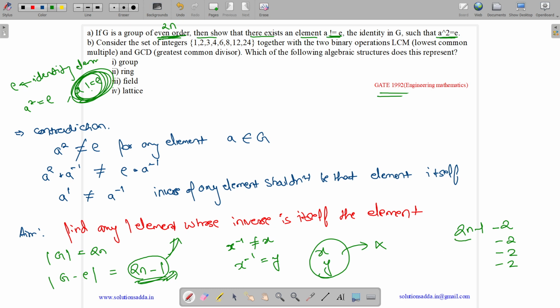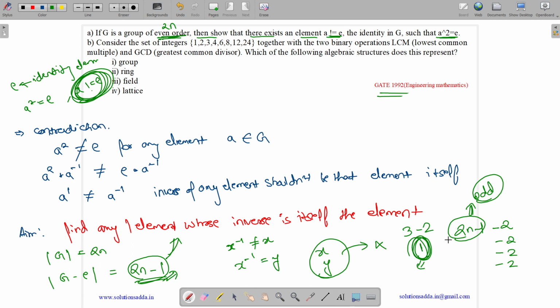So how many items do we have? We have 2n minus 1 items. It is an odd number, which means if all the items satisfy our contradiction, then at the end we will remain with 3 items. Then 3 minus 2, we will remain with 1 item. So at the end we will be left with just 1 item.